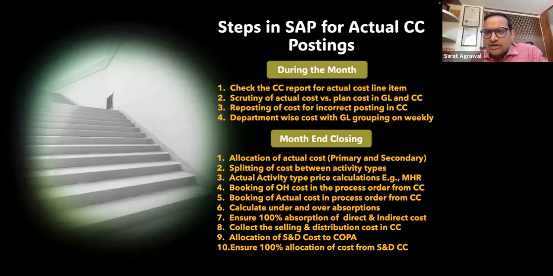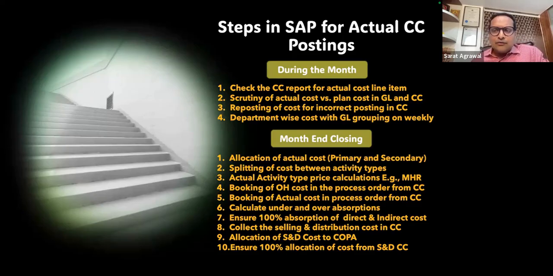Month-end activities for the cost center accounting are allocation of cost, splitting of cost, actual price calculation, booking of overhead cost. Then booking of actual cost in the process order from the cost center, calculation of the under and over absorption of the variance. Ensure the 100% conversion cost is absorbed to the production order or the process order. Then we need to collect all the selling and distribution expenses in the cost centers, then allocation of those selling and distribution expenses to the controlling and profitability analysis module.